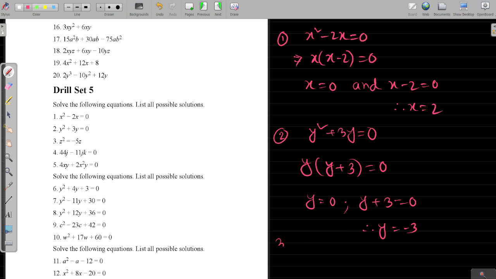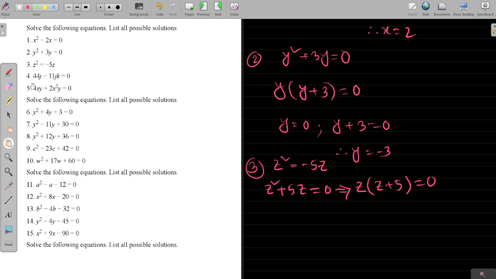Now I'm going to solve number 3. So z squared equals minus 5z. If I take this minus 5z to the left side, then it will be plus 5z equals 0. Then if I take z common from here, then z plus 5 equals 0. So our answer will be z equals 0 and z plus 5 equals 0. So z equals minus 5.